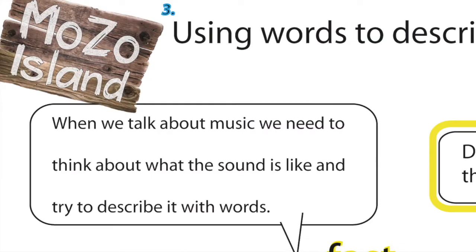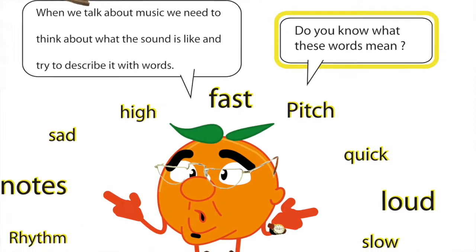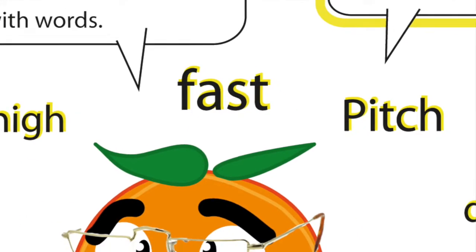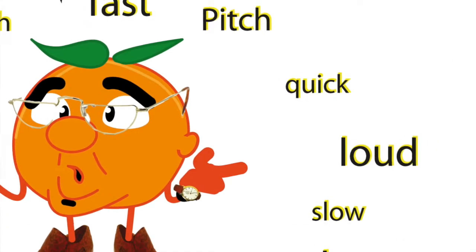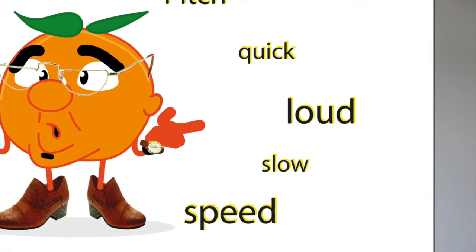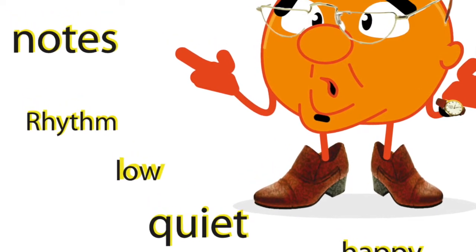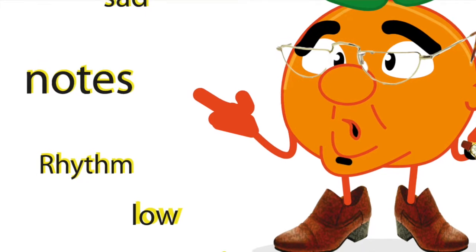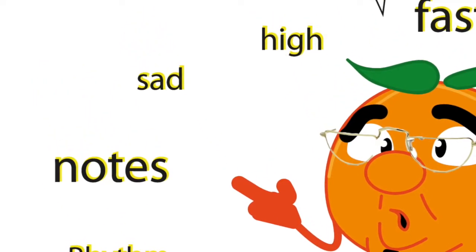First he says, when we talk about music, we need to think about what the sound is like and try to describe it with words. Do you know what these words mean? Fast, pitch, quick, loud, slow, speed, happy, quiet, low, rhythm, notes, sad, high.